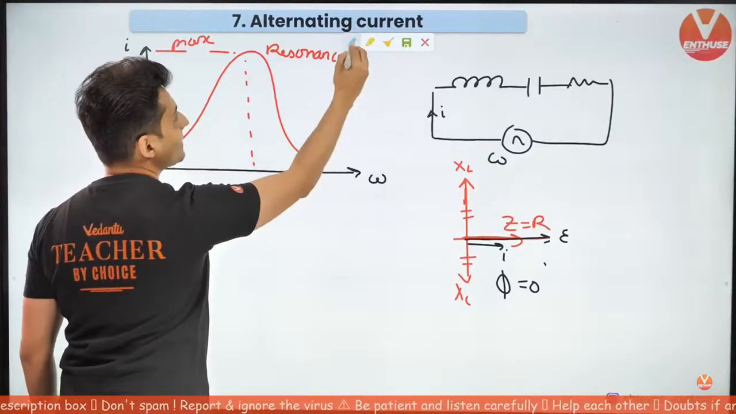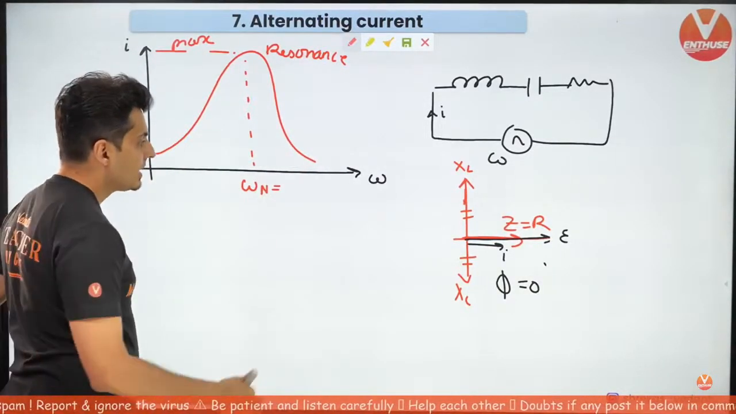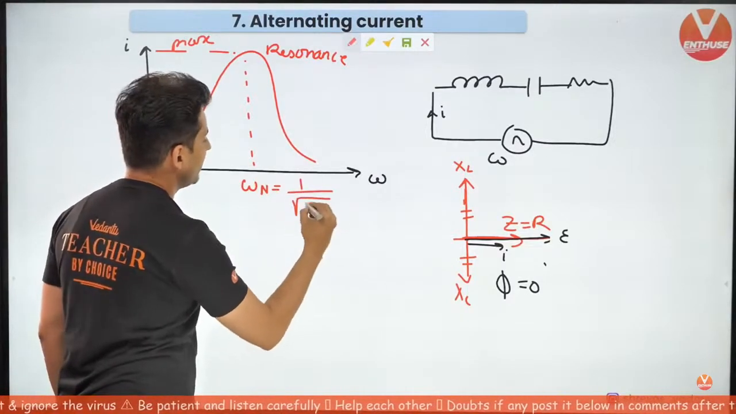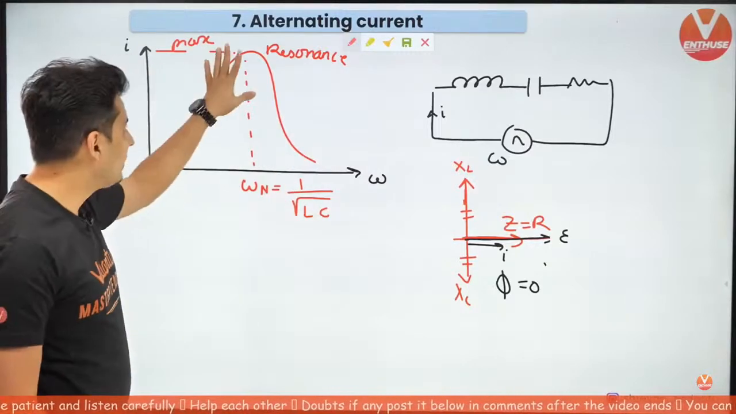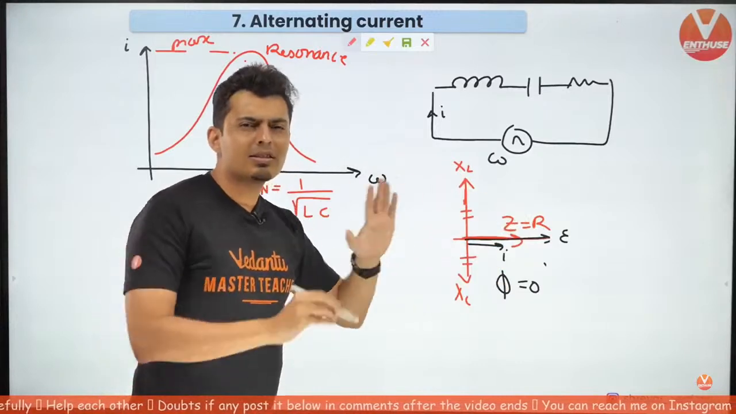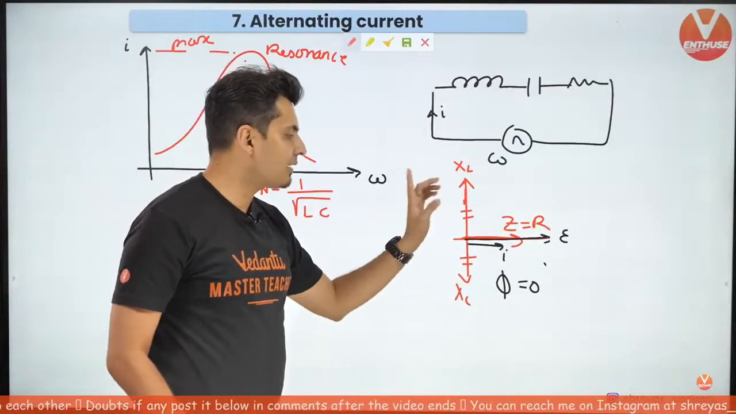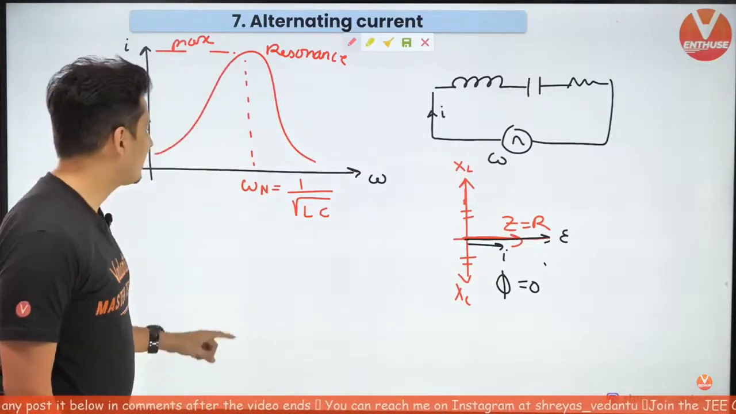And this frequency is called the natural frequency, and a very simple formula: 1 by root LC is the natural frequency of that circuit. When it matches, the impedance is just resistance. Power factor is 1 because the angle is 0. XL and XC both cancel out each other.